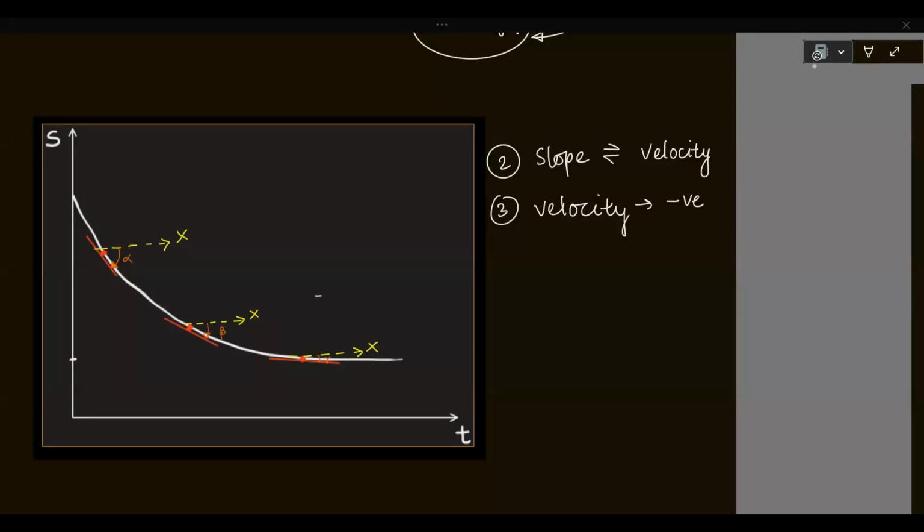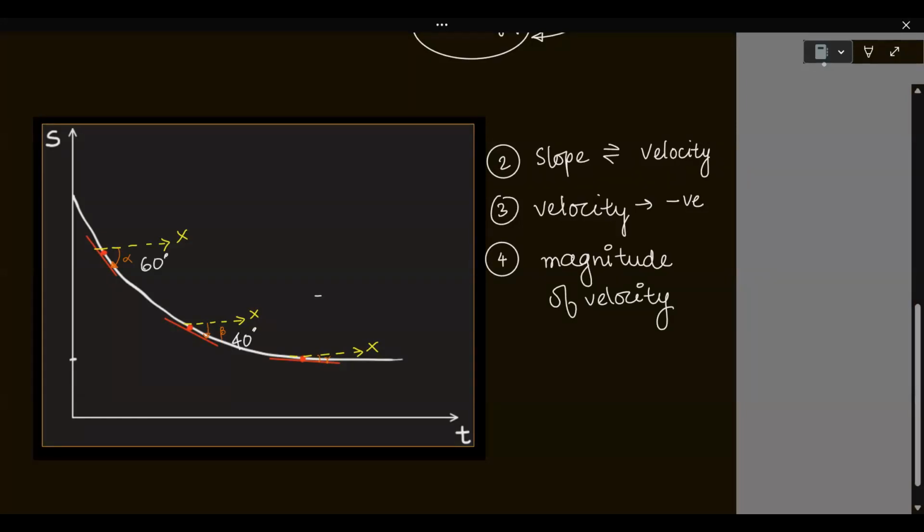Negative implies the direction. But what is happening to the magnitude of velocity? Is it decreasing or increasing? Magnitude of velocity, like the absolute value. Is the car slowing down, or is the velocity increasing? The angle's magnitude is decreasing. See, this is like 60 degrees, then it is becoming 40 degrees, then it is becoming 0 degrees. So if I had to find the actual magnitudes, it will be something like minus √3, like minus 1.73 meter per second. Then it is becoming minus 1 meter per second. Then it is becoming 0 meter per second.